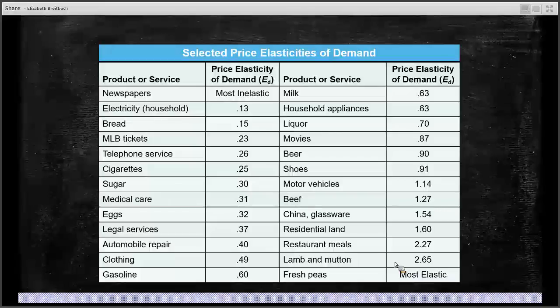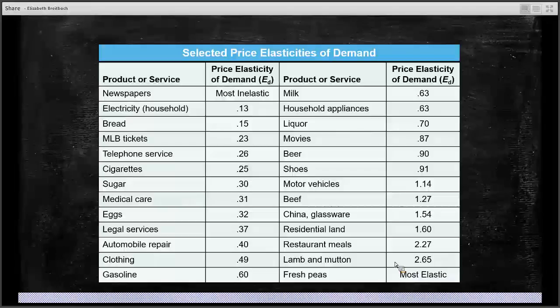Okay, electricity, also very inelastic demand. Not very many substitutes for the product, a necessity, all of those things working towards it being an inelastic product. Okay, then we can look at the other side, fresh peas. Most elastic. Why would fresh peas have very elastic demand? Well, first of all, because there are many substitutes. There's canned peas, frozen peas, there's fresh carrots, right? We can think about all the substitutes that exist for fresh peas. That's going to drive it to be very elastic.